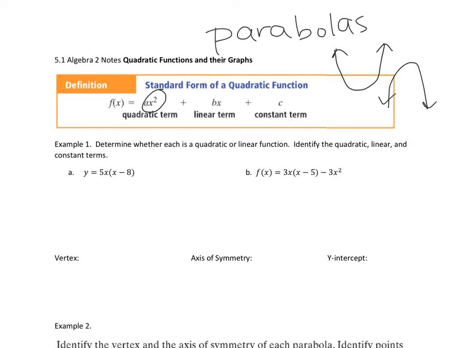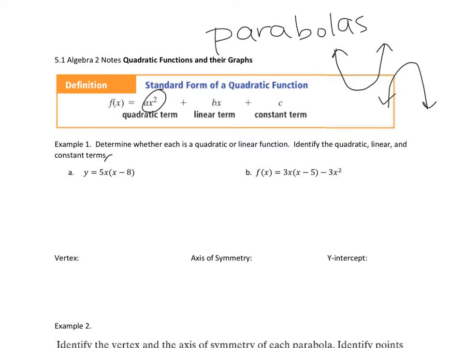The standard form of a quadratic is ax squared plus bx plus c. C is the constant. It does not have an x. Example 1: determine whether each is a quadratic or linear function. Identify the quadratic, linear, and constant terms.